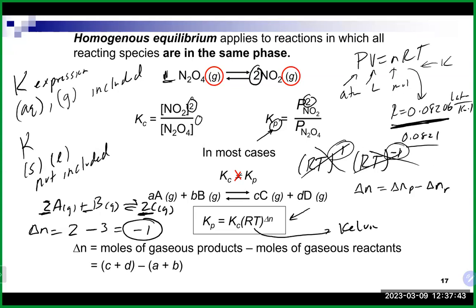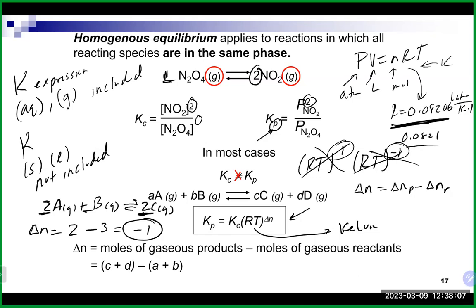Clearly, to get the value of Kc or the value of Kp, for Kp you would need partial pressures given to you. And by the way, they would need to be equilibrium partial pressures to put into that expression. And for Kc, you would again need equilibrium concentrations.